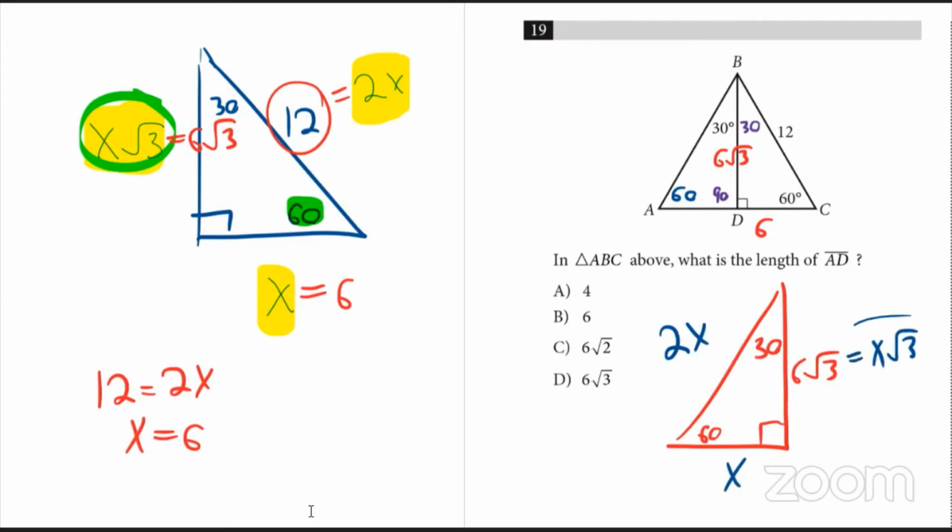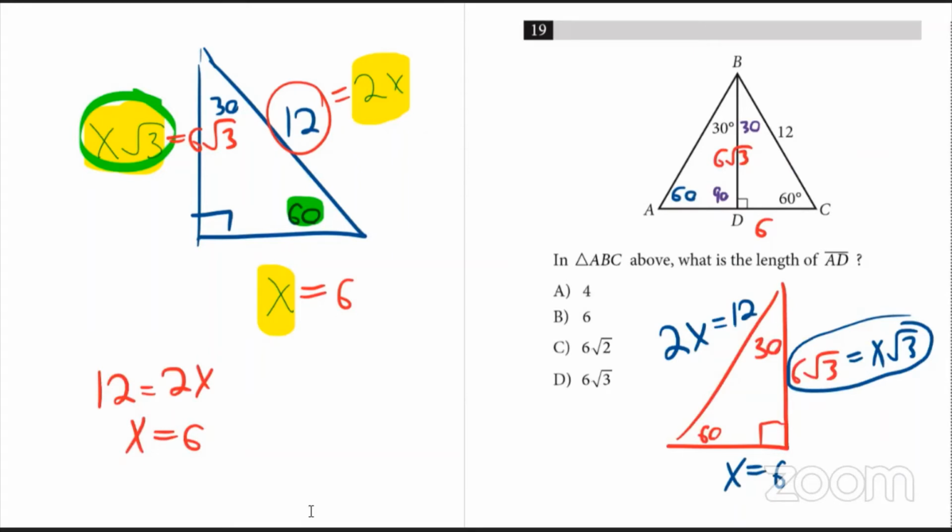So x root 3 equals 6 root 3. So dividing both sides by root 3, x equals 6. And 2x would then be 12. So the two sides of the triangle were identical to one another, but we just didn't want to make that assumption on our own without knowing for sure.